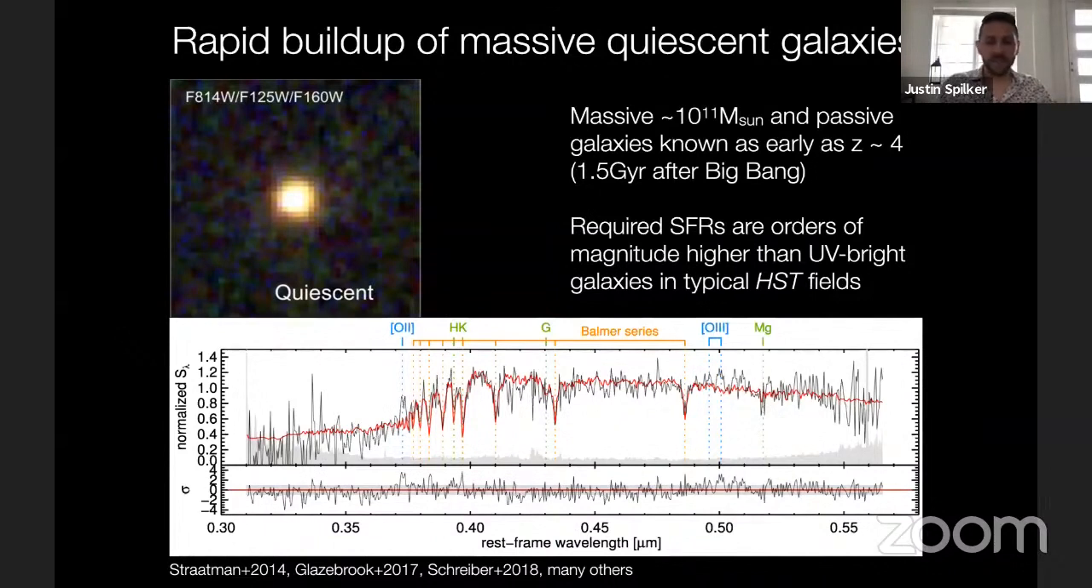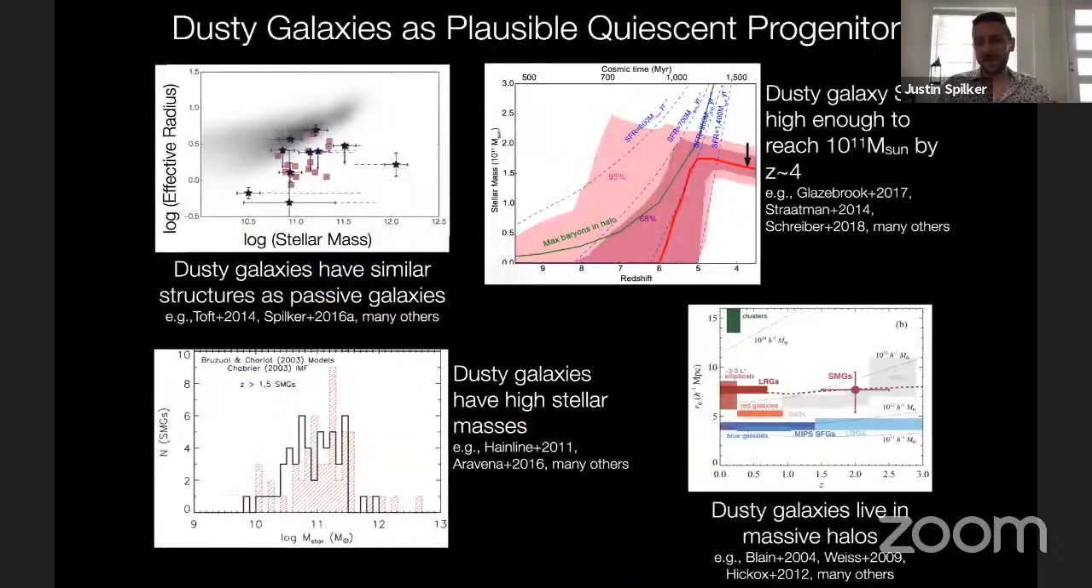And so what that basically tells us is that the typical galaxies that you might see in an HST image are not the ones that are forming these really massive early quiescent galaxies. Instead, it's probably coming from galaxies that are much more dust obscured, and so they don't tend to show up in the small area surveys from things like Hubble. And this has been speculated about for a long time now, actually.